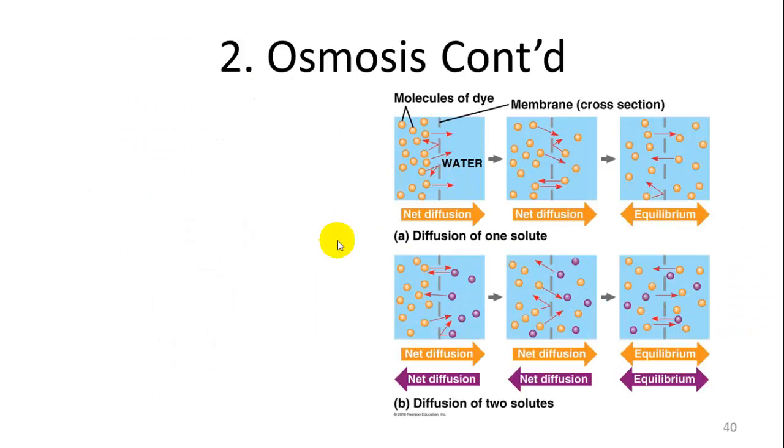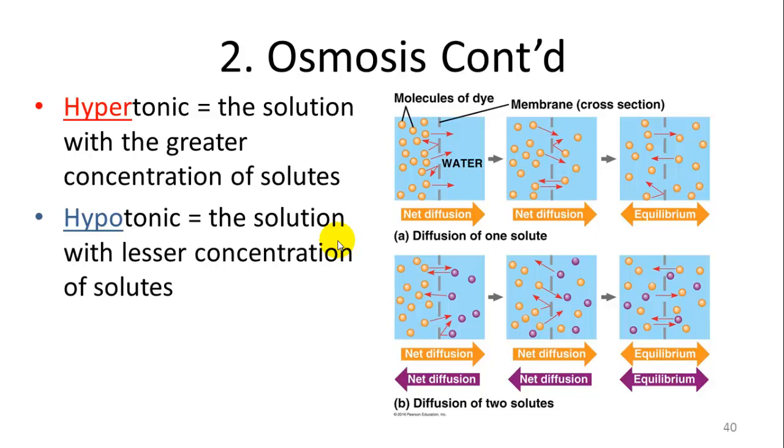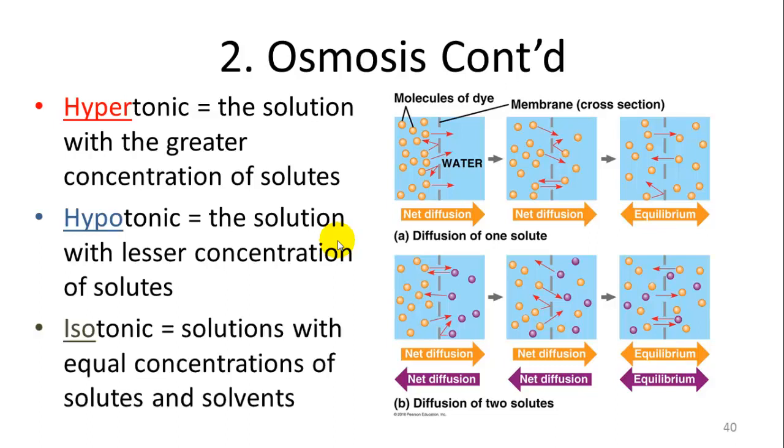So when we're talking about solutions and different concentrations of solutes, you can talk about them in relative terms. So hypertonic is the solution that has the greater concentration of solutes. Hypotonic is the solution with the lesser concentration. And isotonic is when they are in equilibrium and they have the same number of solutes in their solvent.